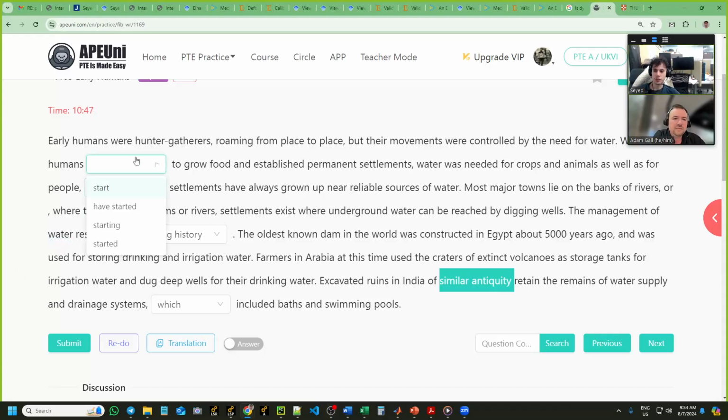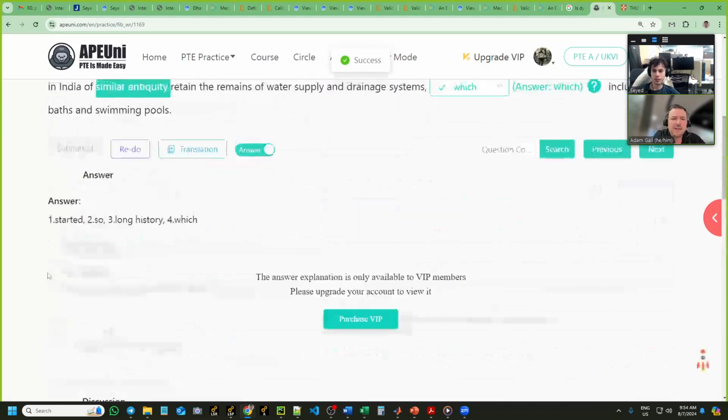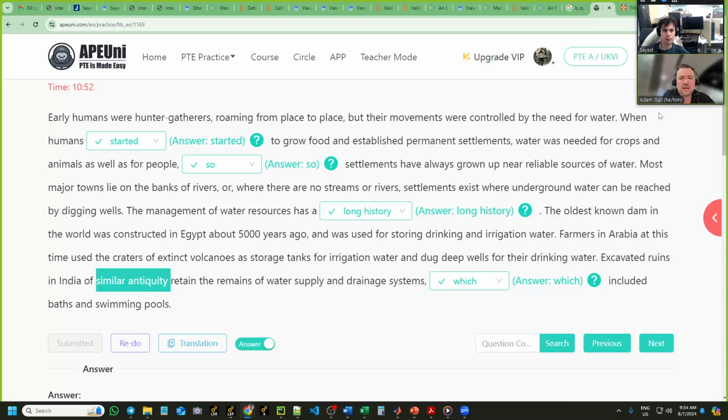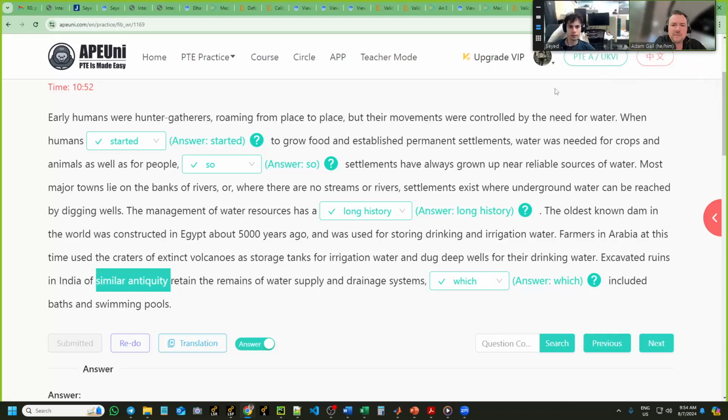So which one here is correct? The start or the when started? When humans started, because it's definitely in the past, it's about history. Yeah, exactly. You could also say when humans began to grow food and establish permanent settlements. Okay. Great.